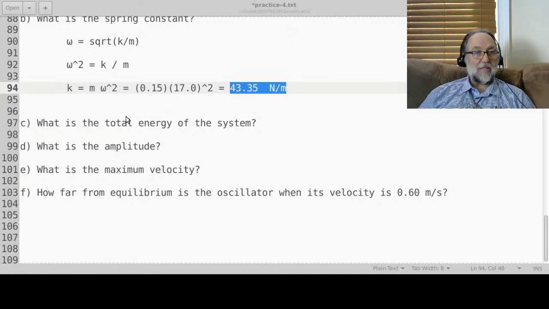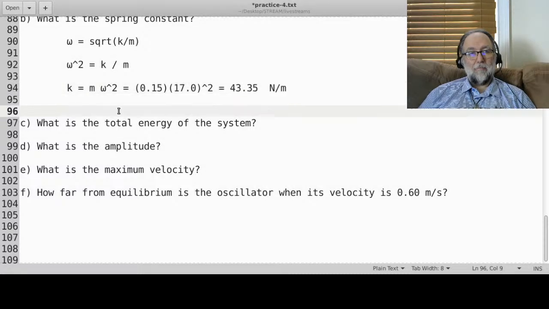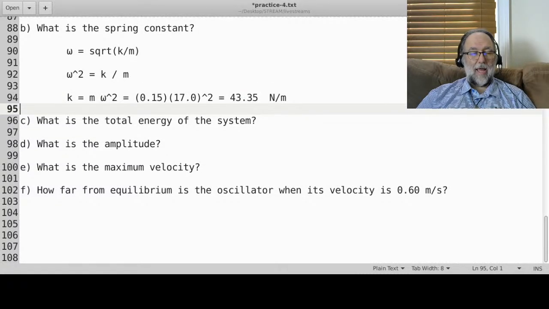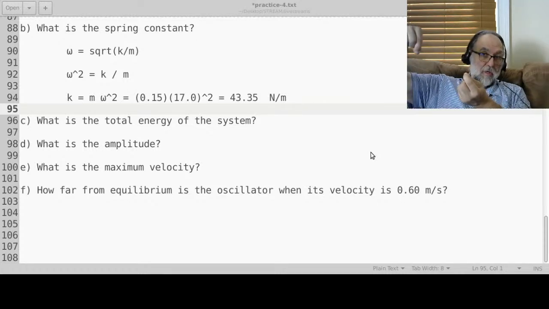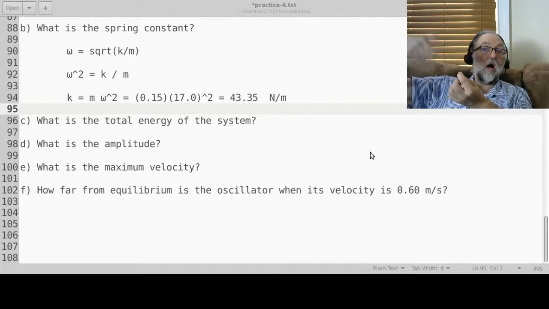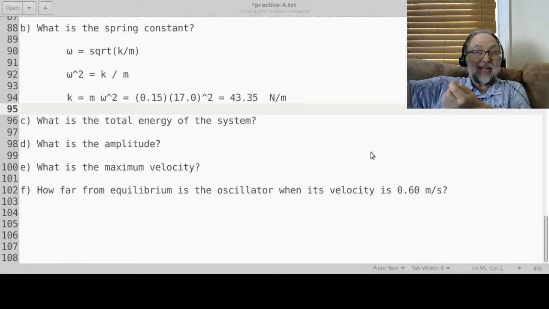What's next? Next I ask, what's the total energy of the system? You can calculate the energy using one of the three formulas I gave you. If you knew the amplitude, you could calculate it, because at the end point there's no velocity, so there's no kinetic energy. It's all potential energy. You can calculate the total energy by using 1 half K A squared. Instead of x, you use A, because x is equal to A out there, and there's no velocity.